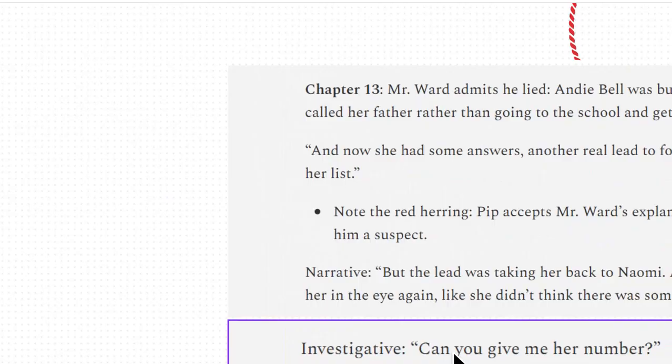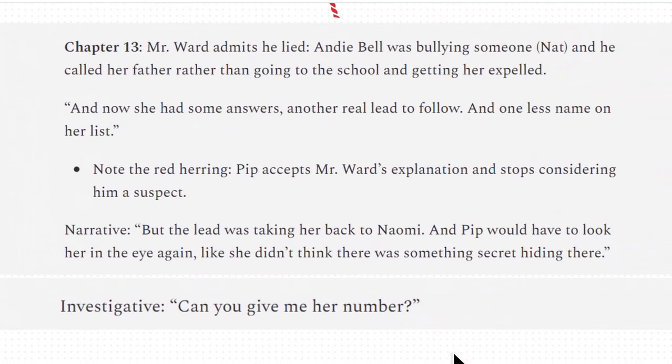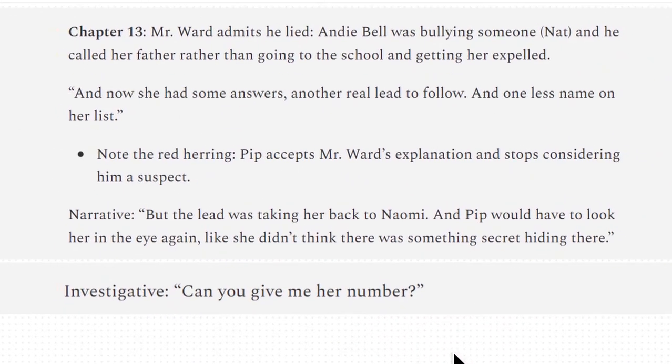Moving over to chapter 13. Pip, as she said in the last chapter, confronts Mr. Ward. He admits that he lied. Andy Bell was bullying someone named Nat, and he called her father rather than going to the school and getting her expelled. "And now she had some answers, another real lead to follow, and one less name on her list."